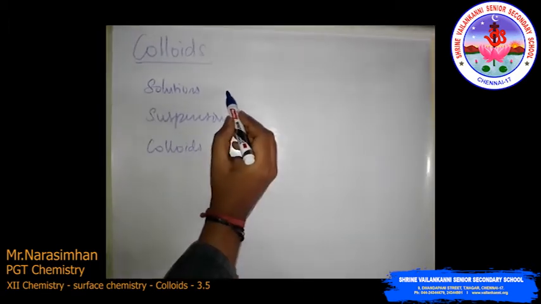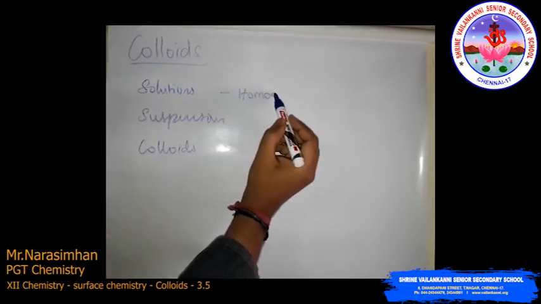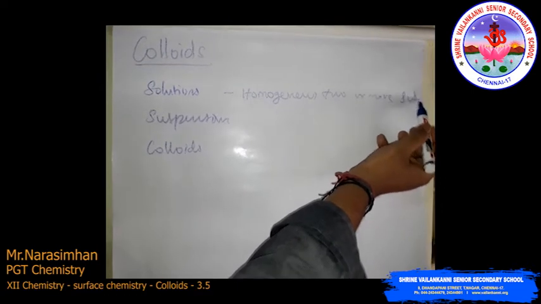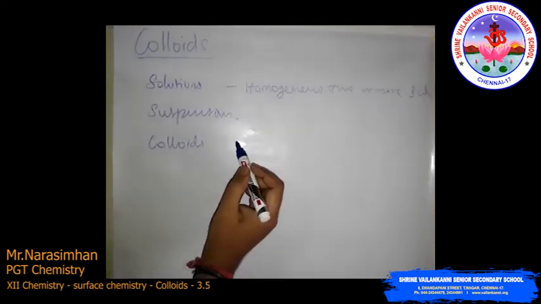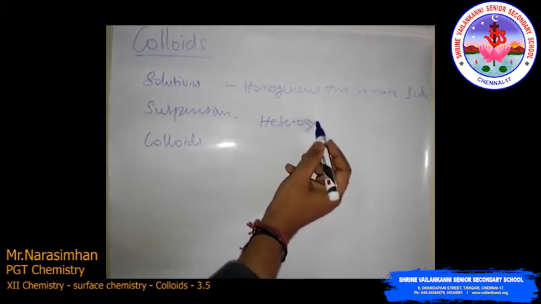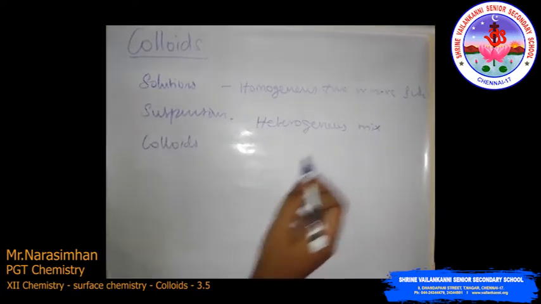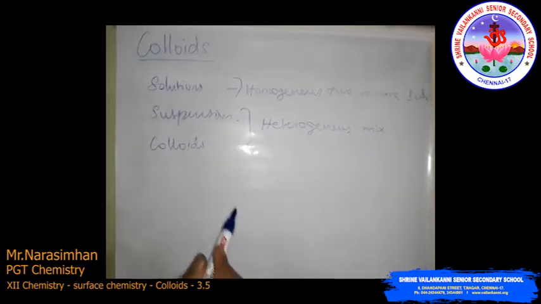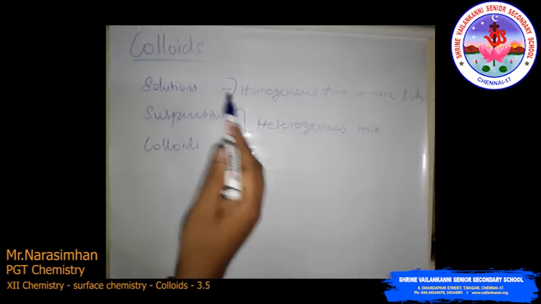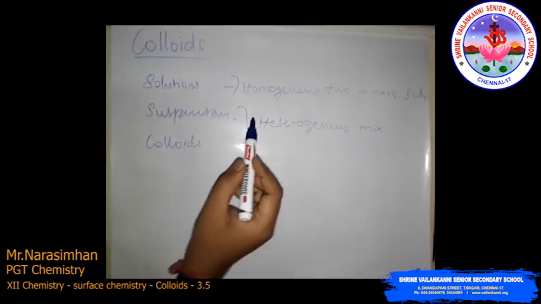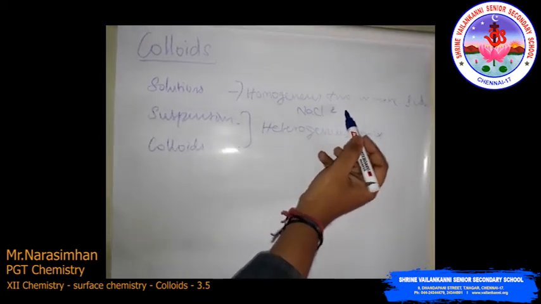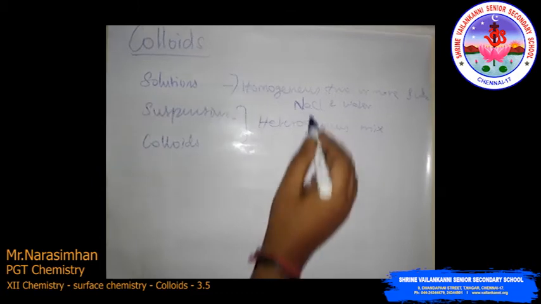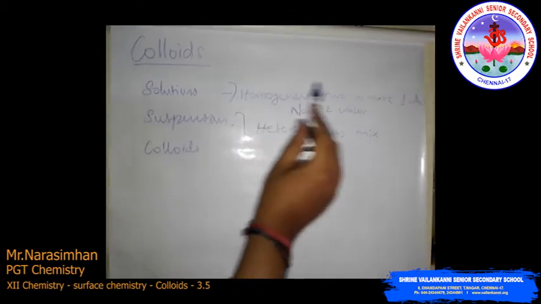See, first, what do solutions mean? It is a homogeneous mixture of two or more substances. Suspension and colloid are heterogeneous mixtures. What is the difference between homogeneous and heterogeneous? Homogeneous means completely dissolved, the substance is completely miscible. So the solution is transparent. For example, NaCl and water. This means the NaCl, that is sodium chloride, is dissolved in water. Similarly, sugar in water. So these are called homogeneous mixtures.